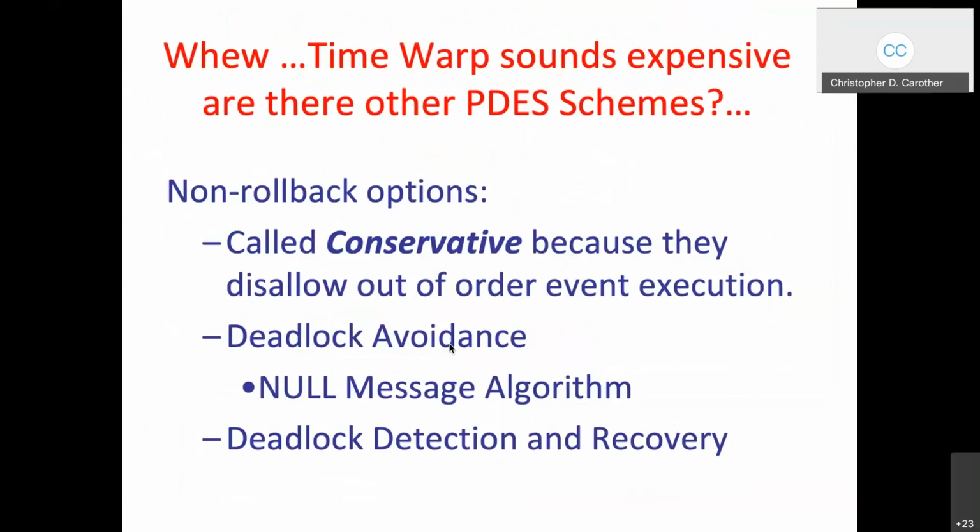All right, so again, that sounds expensive, right? We've got this rollback mechanism. We've got all this state saving happening potentially. Sounds expensive. Can we do something else?